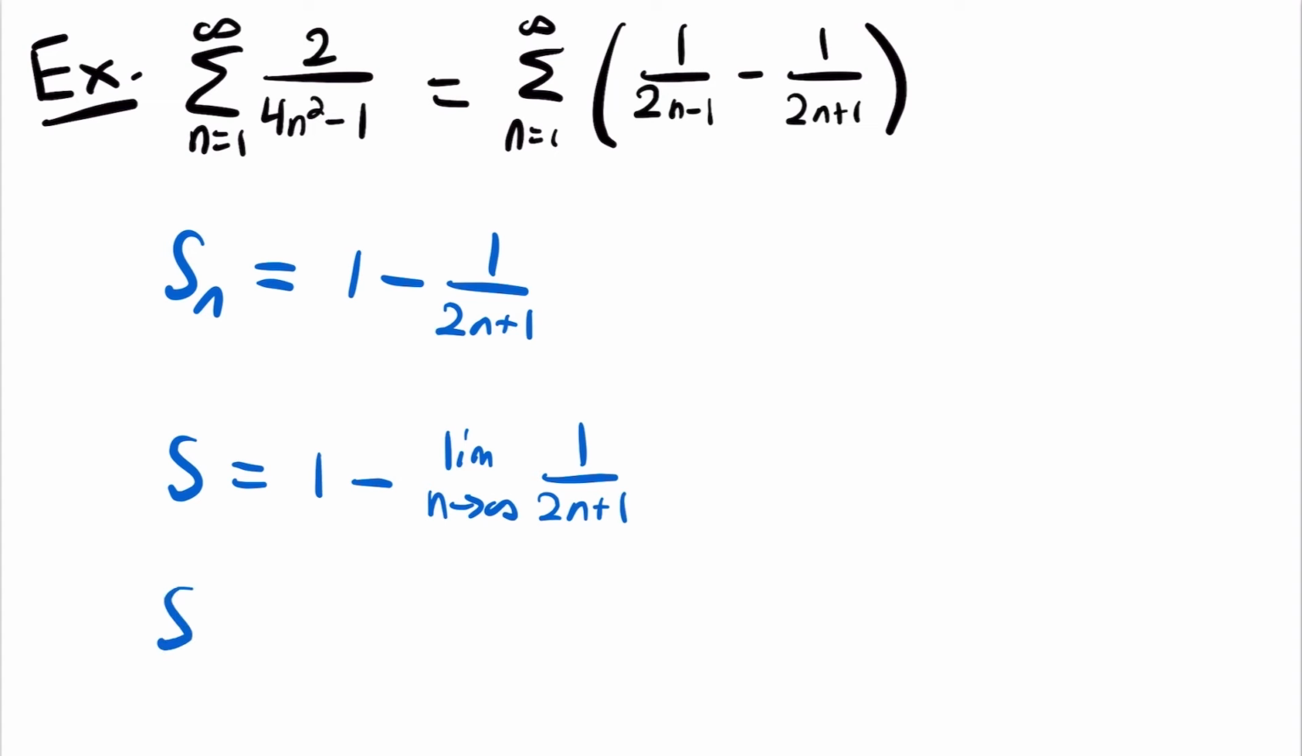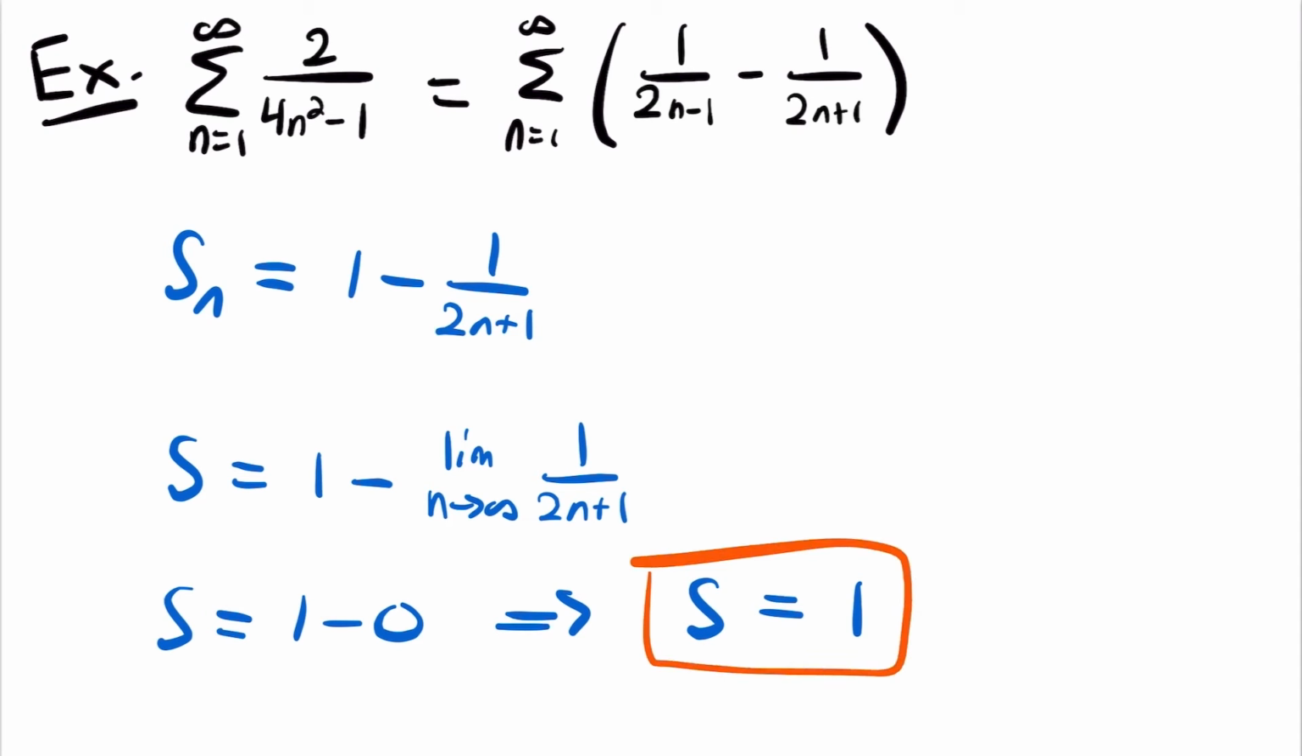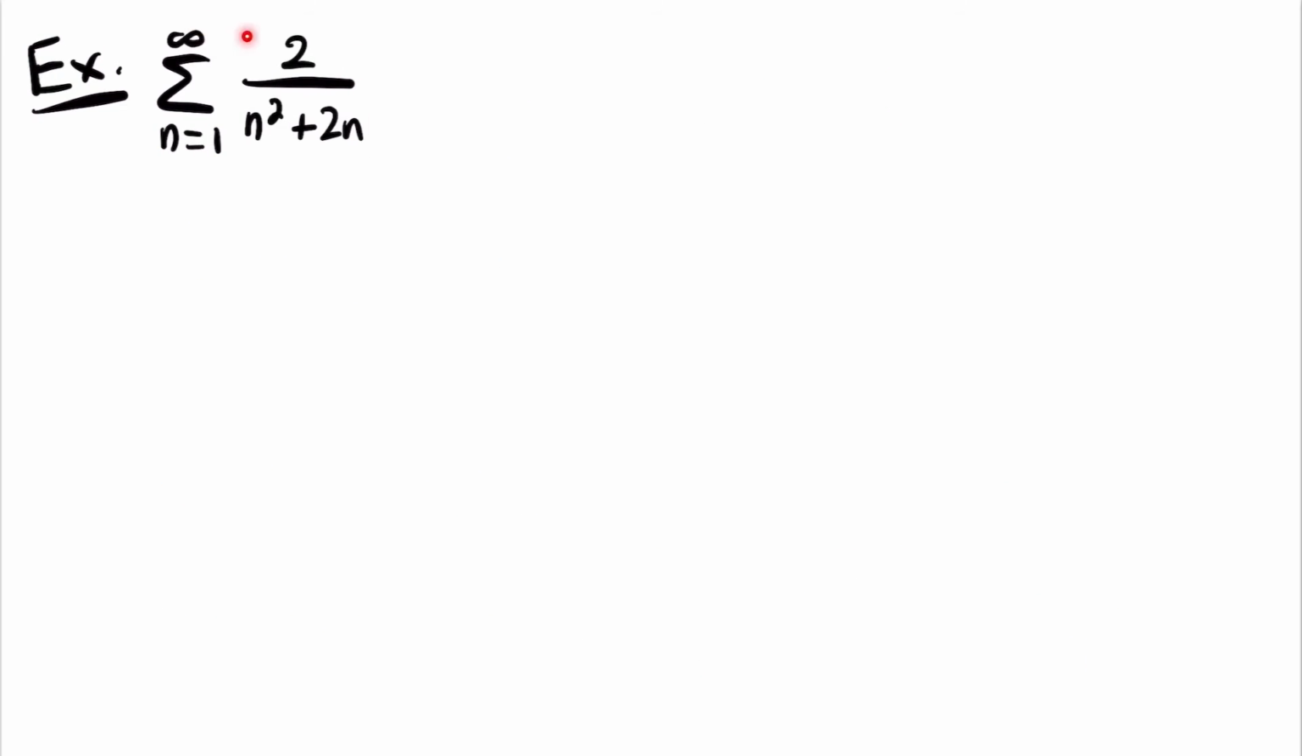All right, so s is equal to 1 minus 0, which tells us that the sum of our series is equal to 1. All right, and so what we know is that our telescoping series converges to 1. All right, let's look at one more example for this video. So here's the last series we're going to look at.